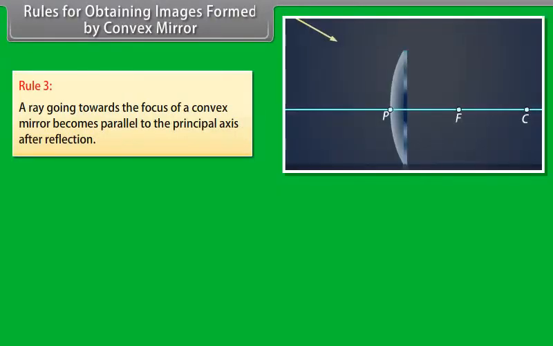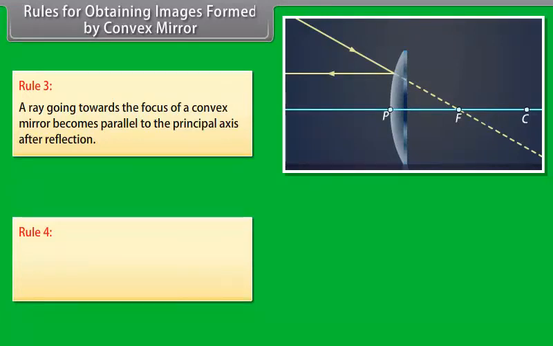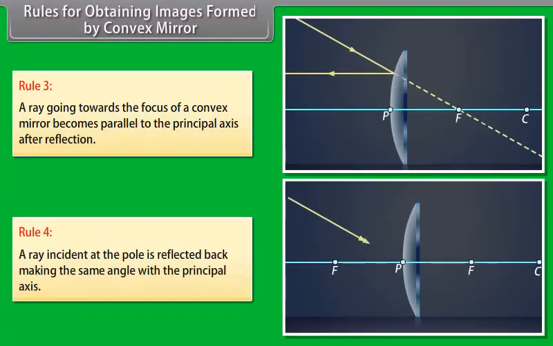Rule 3. A ray going towards the focus of a convex mirror becomes parallel to the principal axis after reflection. Rule 4. A ray incident at the pole is reflected back, making the same angle with the principal axis.